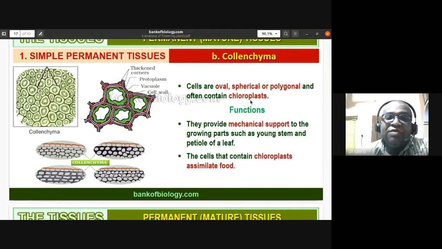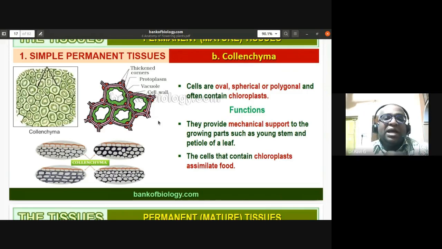So they have functions similar to that of the parenchyma, and they also have some additional functions. The function of parenchyma is photosynthesis. Since collenchyma also has chloroplasts, they can also undergo photosynthesis. They are also secretory in function. They also help in accumulation of food, assimilation of food. Apart from the functions of parenchyma, they also provide mechanical support to the growing parts such as the young stem and petiole of a leaf.